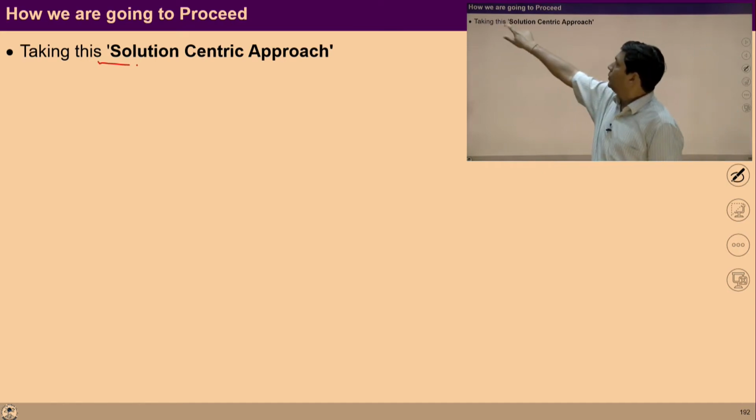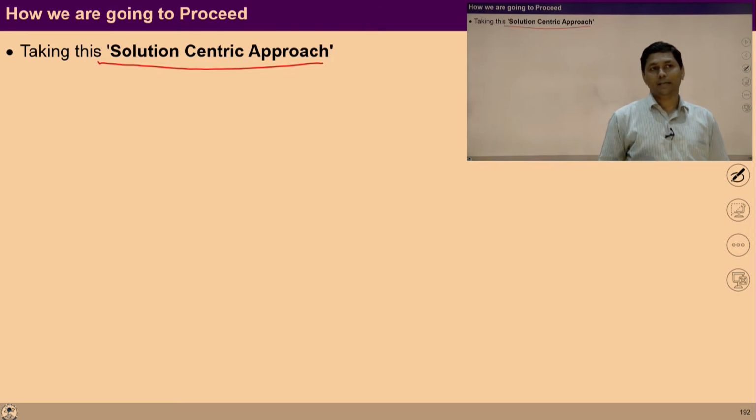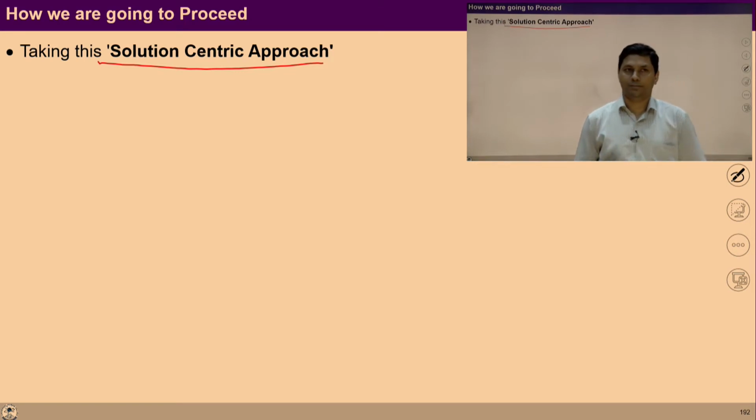So we are going to proceed with solution-centric approach. Taking the solution-centric approach, we try to develop a holistic perspective about human existence. Through this holistic perspective, we have been able to identify our goals at all 4 levels of living.